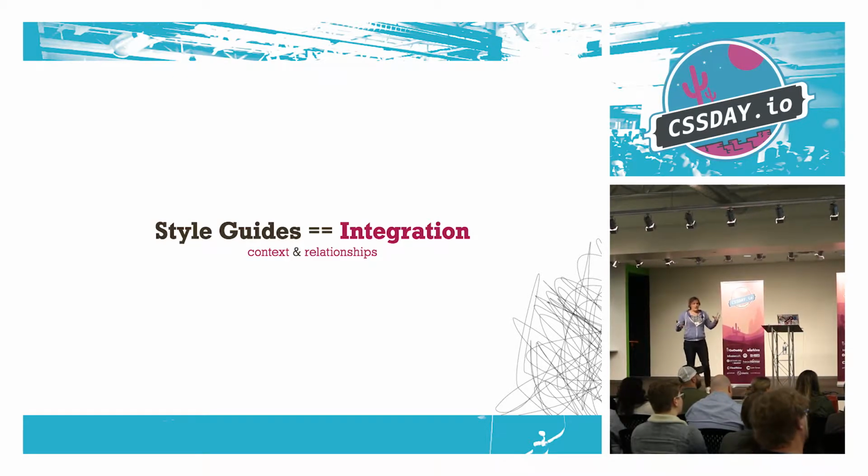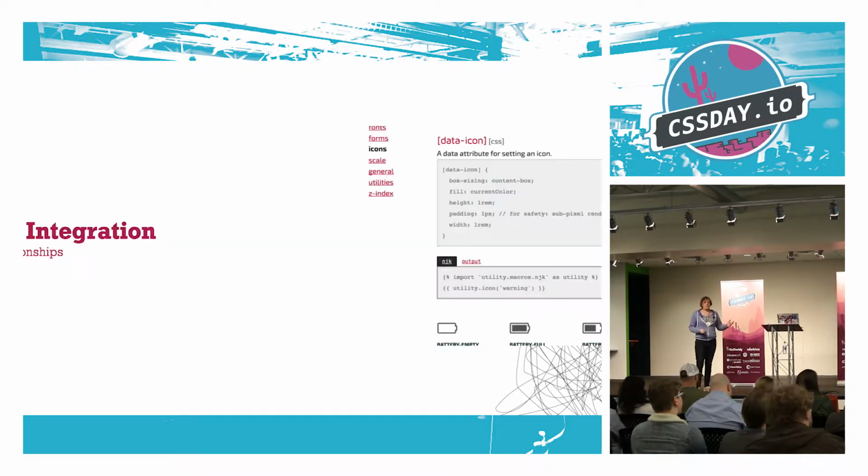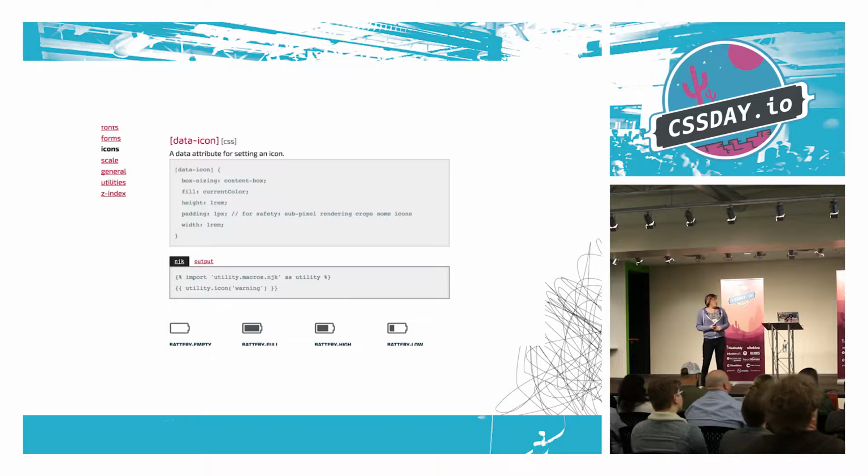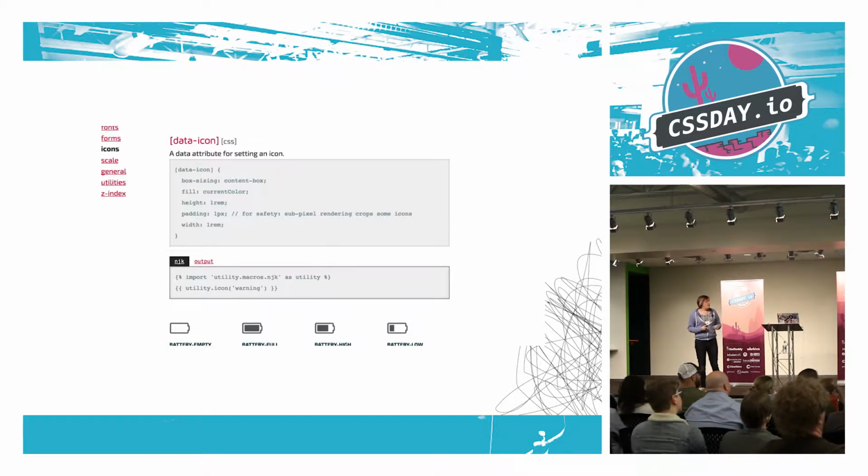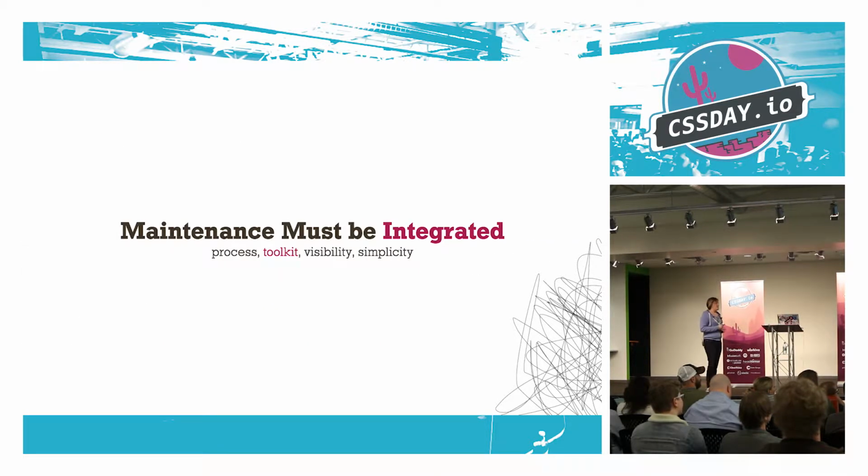Because the style guide is about the integration of the things. How do they all come together to form a pattern? It's about context and relationships. So here's the style guide that we have, very simple. But it's got the CSS, it's got the Nunjucks. There's an output tab there that you can look at, and the list of the icons that are being created. So it's showing all of the different pieces that are involved in an icon. And for a lot of more complex patterns, you're going to have more pieces there, and being able to show how they all fit together is an important part of building a style guide.